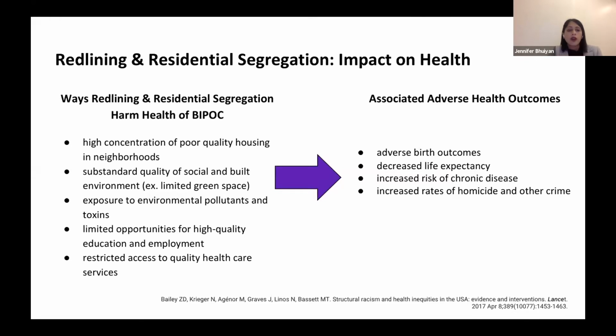For example, there has been a high concentration of poor quality housing in neighborhoods where Black, Indigenous, and persons of color live. There's a substandard quality of the social and built environment, thinking about limited green spaces or parks for recreation. There's an increased exposure to environmental pollutants and toxins, as well as limited opportunities for high quality education and employment. Additionally, there's a restriction to access to quality healthcare services. Altogether, these pathways can lead to adverse health outcomes, such as adverse birth outcomes, decreased life expectancy, increased risk of chronic disease, as well as increased rates of homicide and other crime.